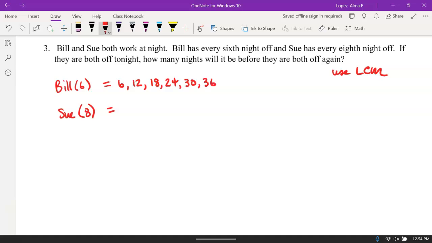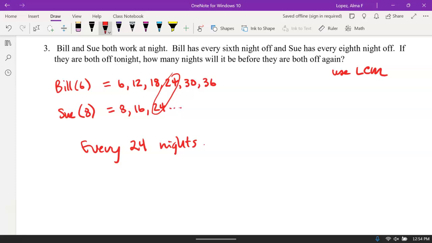Let's do it with the 8s. 8 times 1 is 8. 8 times 2 is 16. 8 times 3 is 24. Hold on, I don't have to go any further, do I? They have 24 in common. So every 24 nights, they will be off together.